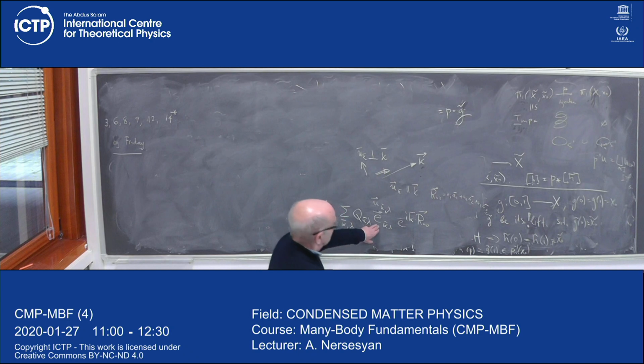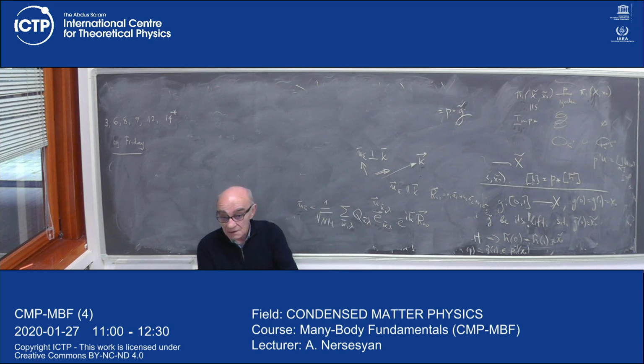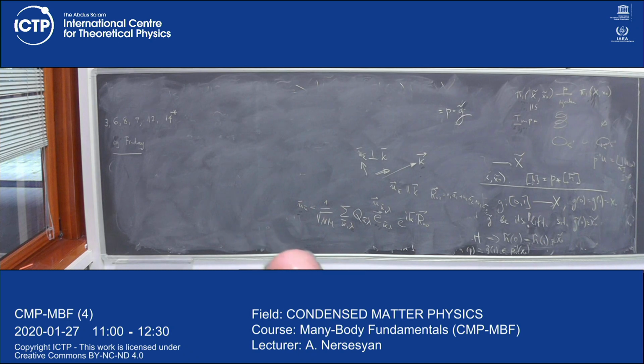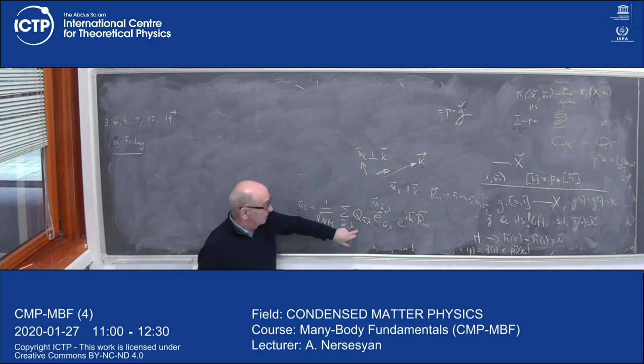So these are just three vectors for each value of k. There are three such vectors, e1, e2, e3, mutually perpendicular. They form a triad. And these are necessary just to indicate the vector nature of this displacement and also take into account different possibilities for its polarization.